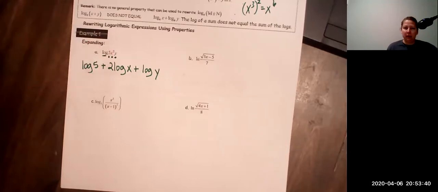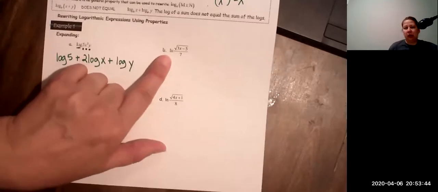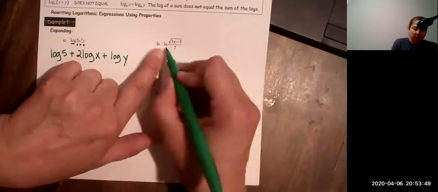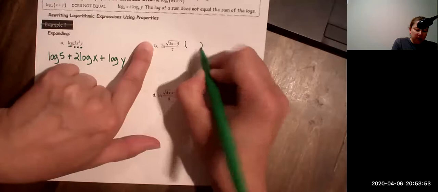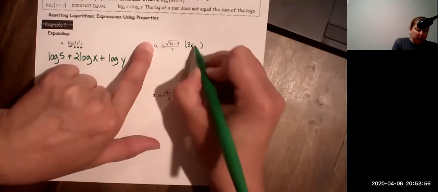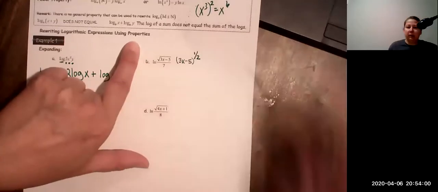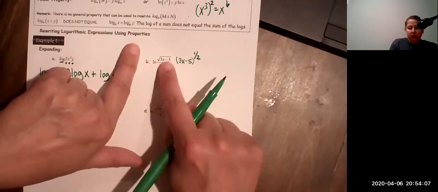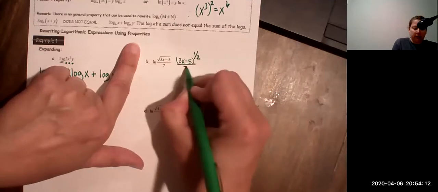All right, the next one. Remember, ln is just natural log, but we're still going to follow the same rules for logs. Before we can do anything, 3x minus 5, remember what we learned last time? The square root of 3x minus 5 is the same thing as 3x minus 5 to the 1/2. Logs work better with exponents than square roots. So if you have a square root in your problem, turn it into a fraction exponent. And then it's still over 7.